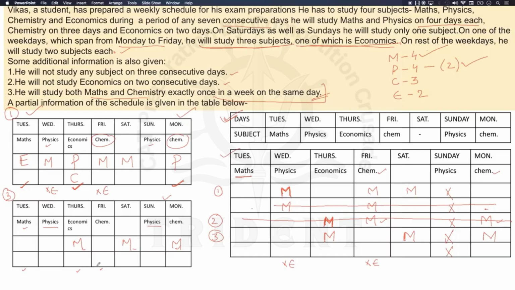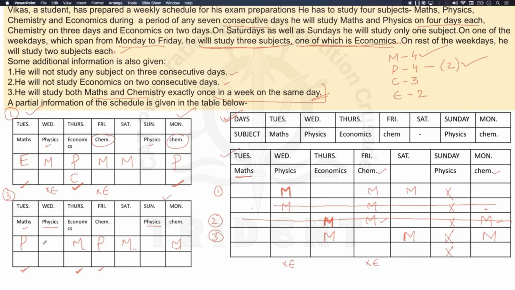Now 3 possible locations, 2 physics, so 3C2, 3 combinations. Now we'll see which combinations are not possible. Can we put physics on Tuesday and Thursday? No, if you do this, physics would be on 3 consecutive days, which is not possible. So one combination has been removed. Can I put physics on Thursday and Friday? No, because again 3 consecutive physics will come. So this situation is removed. So the only possible situation for physics is Tuesday and Friday.